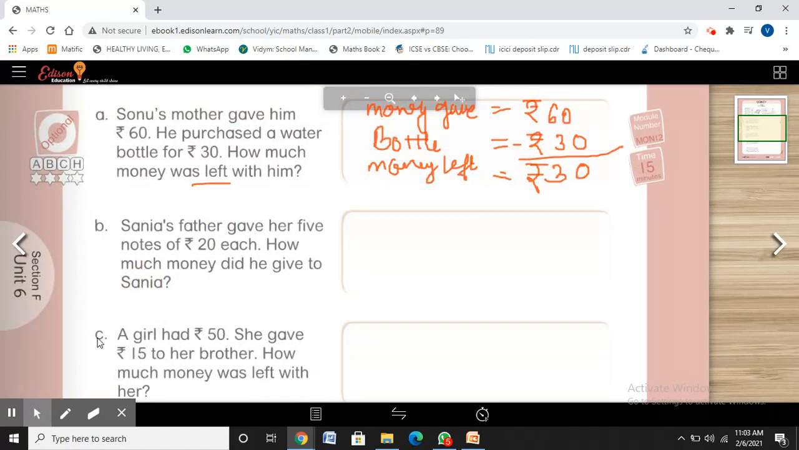Let's do B question. Sanya's father gave her 5 notes of 20 rupees each. How much money did he give to Sanya? One note is 20 rupees, then 5 notes is equal to, you will multiply here.